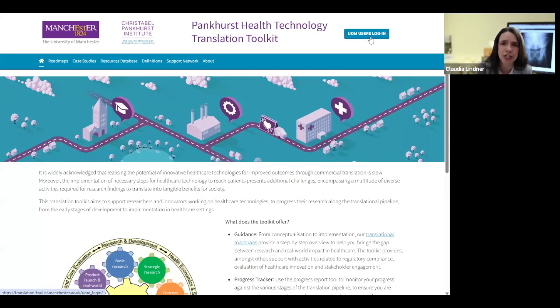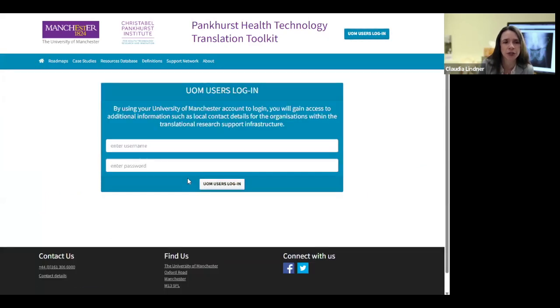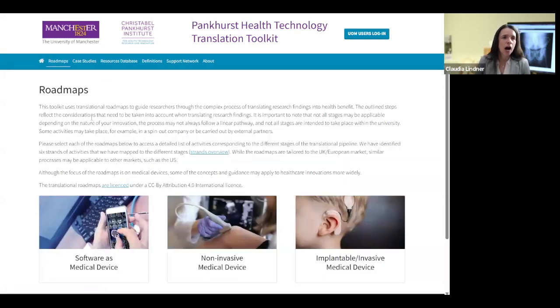However, there is the opportunity to log in, and that means that, for example, with regards to the support network, for people within the Greater Manchester Health ecosystem, there will be specific contact details of people to contact to seek that support. If you wanted to use it, you just click on there, put in your university username and log in, and then you get access to those additional details. However, I'm not going to do this now because I don't want to include any access restricted information as part of the recording.